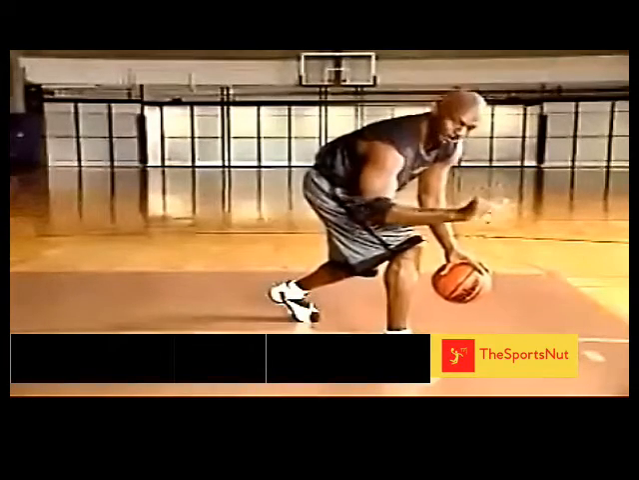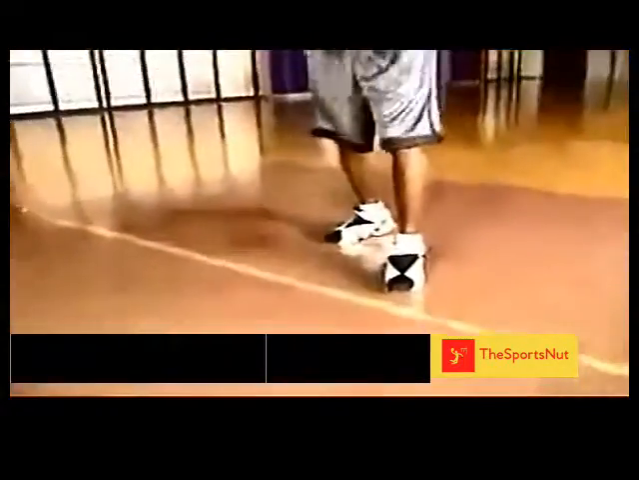So now the only way the defense can get to that ball is to go through your arms, go through your legs. Nine times out of 10, it's going to be a foul. I say nine times out of 10 because I can get away with it. But I don't play anymore, so you don't have to worry about that. So, jab step, change the direction this way, putting the ball inside your legs.